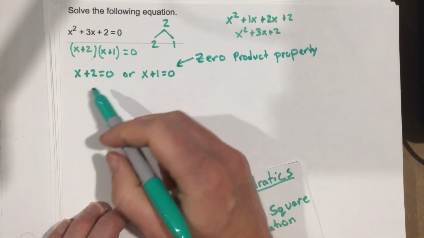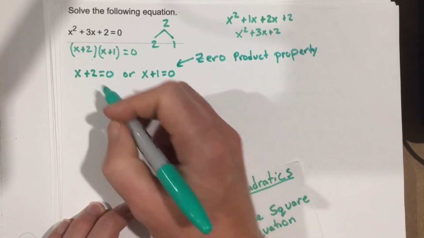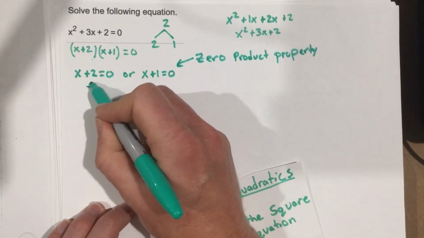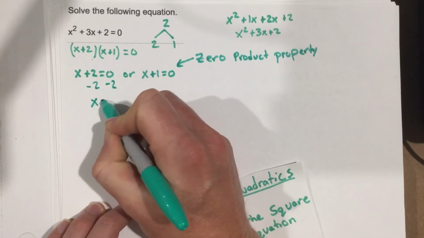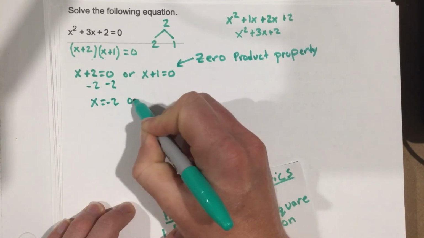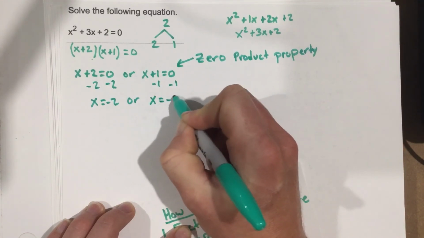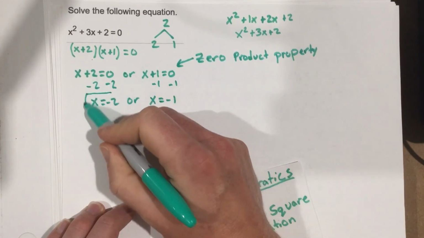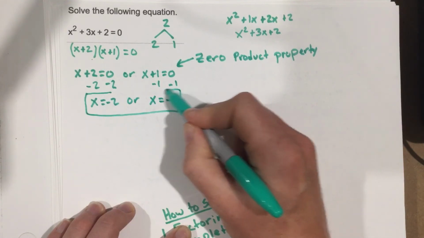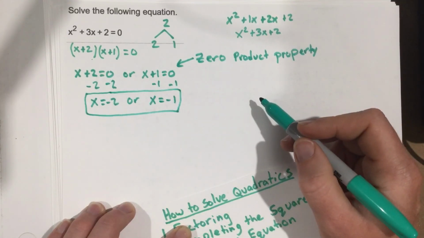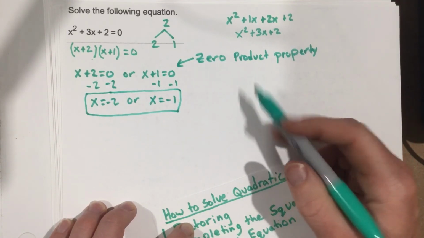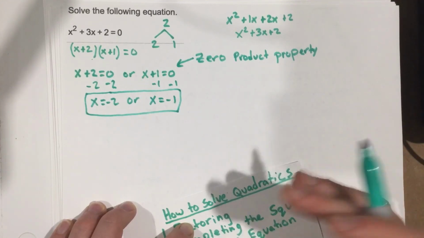At this point, then, we can solve each of these to find our 2 possible solutions. So we subtract 2 from each side, x equals negative 2, or subtract 1 from each side, x equals negative 1. So the solutions to this problem are x equals negative 2 or x equals negative 1. And how do we solve that? We used factoring to do it.